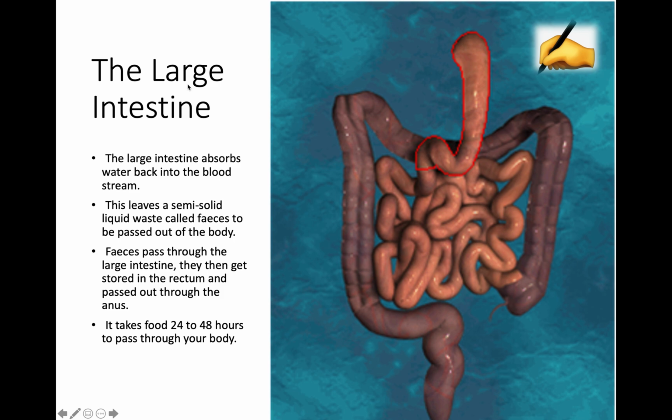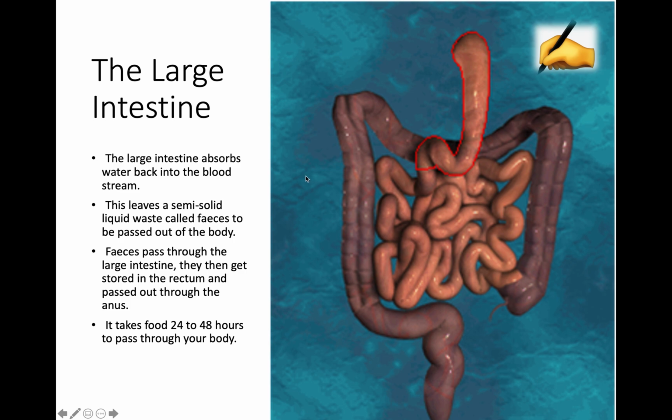Large intestine. The large intestine absorbs water back into the bloodstream. So then you're left with a semi-solid liquid waste called feces, which is passed out through the body. Feces passes through the large intestine. Then they are stored in the rectum and passed out through the anus. It usually takes 24 to 48 hours for it to pass through the body.